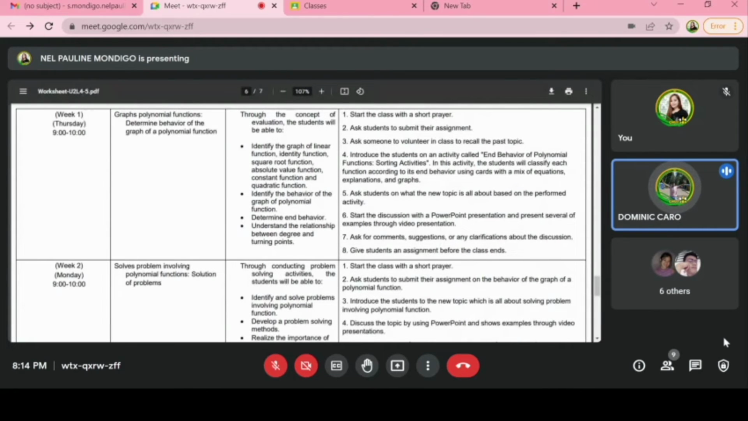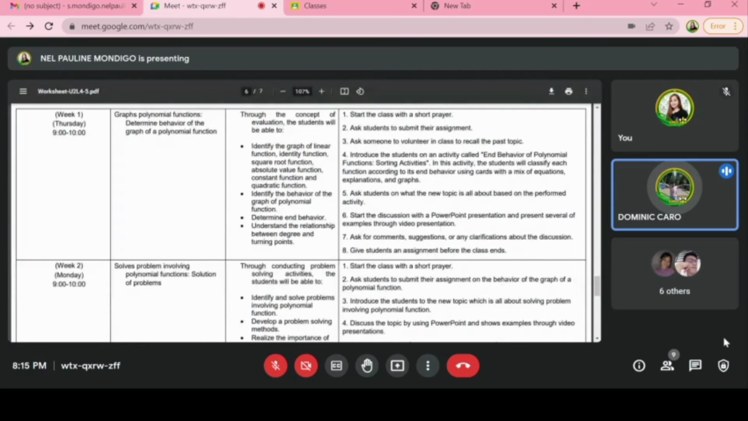the students will be able to identify the graph of a linear function, identity function, square root function, absolute value function, constant function, and quadratic function. Next is identify the end behavior of a graph of a polynomial function. Next, determine the end behavior. Next, understand the relationship between degree and turning points.